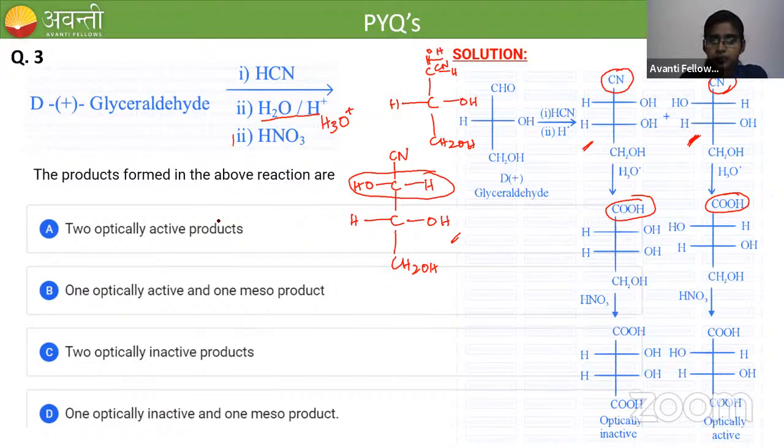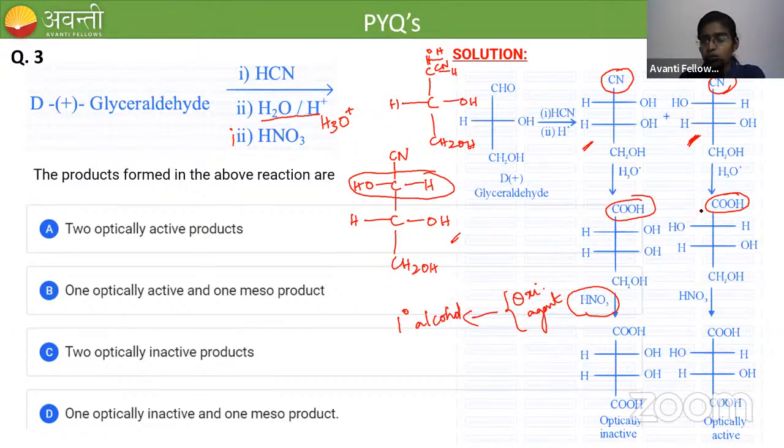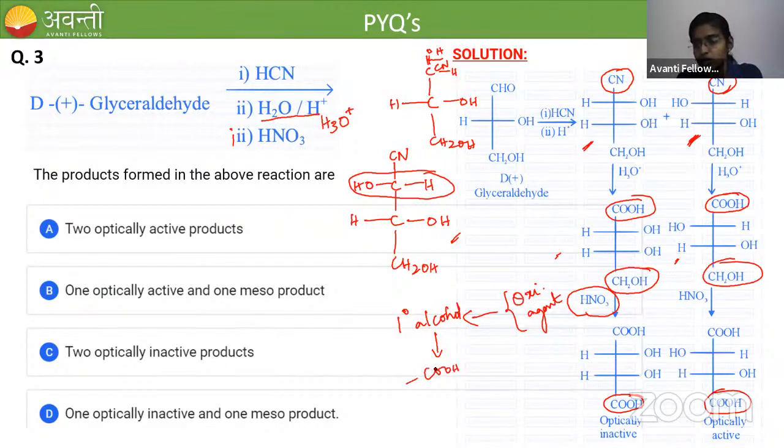Okay, so what is the third reagent? The third reagent is HNO3. HNO3 is your oxidizing agent, where it oxidizes only your primary alcohol. In this whole molecule, you can see that the primary alcohol is present at the last position, where the CH2OH is the primary alcohol. So it is getting oxidized to the carboxylic acid. The primary alcohols are oxidized to the corresponding carboxylic acids. Okay. So two products we are getting. This is the reaction, and we have to analyze these two compounds.